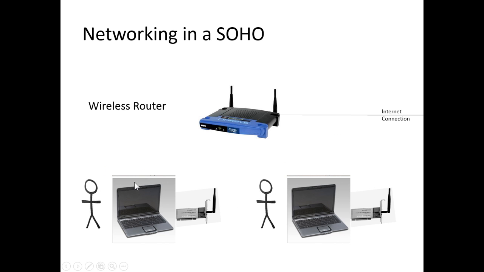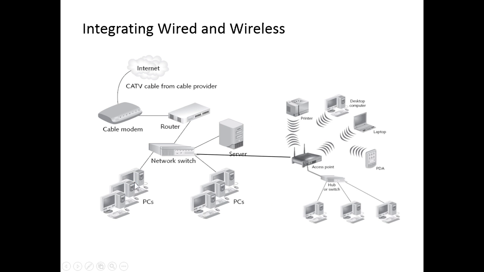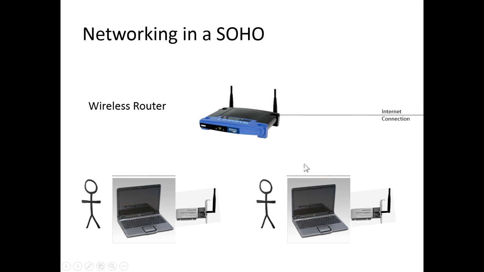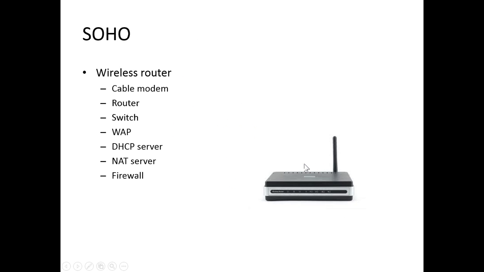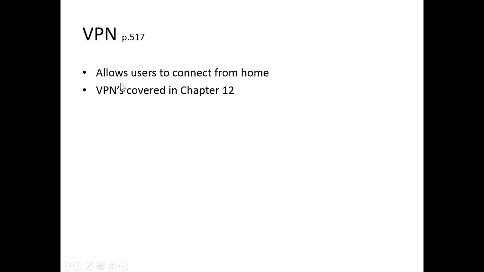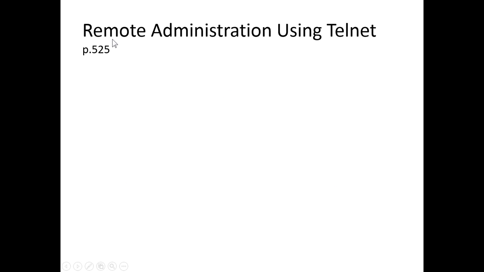In a large organization, all of these components could be separate physical devices. However, in a small network, the wireless router can perform all of these functions. A virtual private network allows users to connect from home, but we will not discuss virtual private networks until we get to Chapter 12. Now let's look at remote administration using Telnet, page 525.